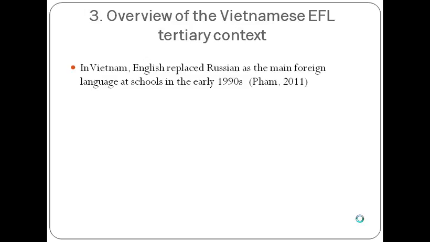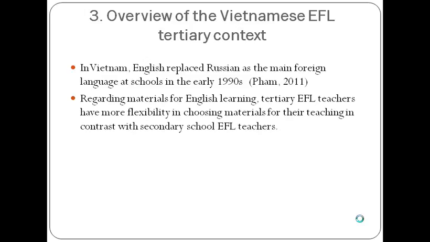Regarding the higher education sector, Vietnam's higher education reform agenda, a plan approved by the government of Vietnam in 2005, stated that improvements in teaching and learning foreign languages, especially English, should be achieved, the purpose of which is to build up a more internationally integrated higher education system. So, this is the first point about the Vietnamese EFL tertiary context. And now let's talk about the materials for English learning.